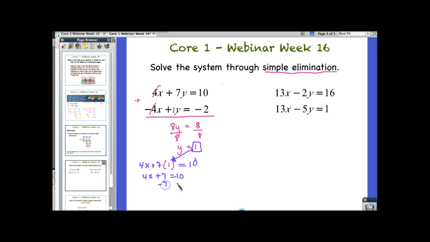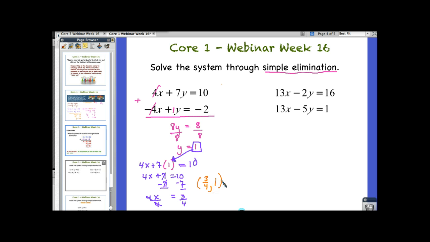Now I'm going to subtract 7 from both sides, and I get 4x, 7 minus 7 is gone, equals 3. Hopefully I did my math right. And if I divide, x equals 3/4. So now I know what x is and I know what y is. When you guys are writing these, you always want to write them in ordered pairs. So my x value is 3/4 and my y value is 1. And that is the solution.